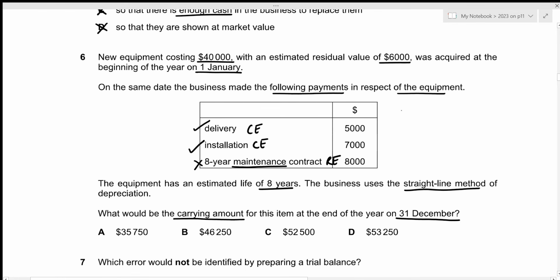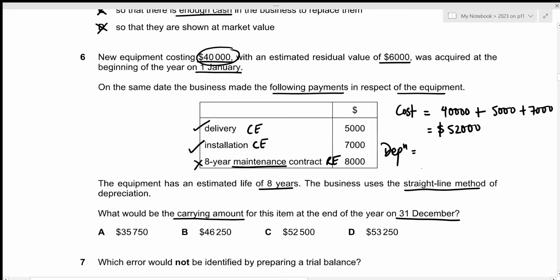The first thing that we need to do is figure out the correct cost for our new equipment. We start with a given cost of 40,000. Then we also include all of our capital expenditure, such as the delivery of 5,000 and the installation of 7,000. Now this will give the total cost of the new equipment to be of 52,000. Now let's calculate the depreciation charge. And in this case, we need to use the straight line method, and we have been given the estimated life as well as the residual value. So the formula will just be cost minus residual value divided by useful life.